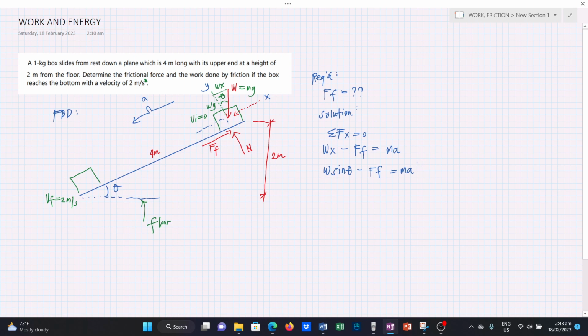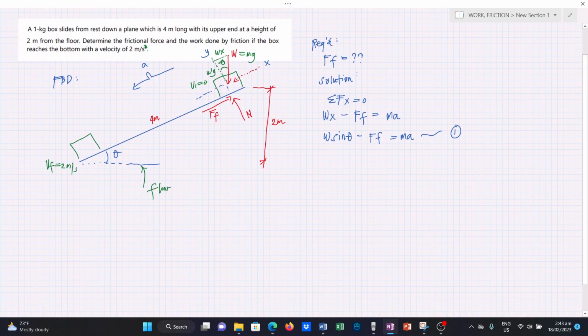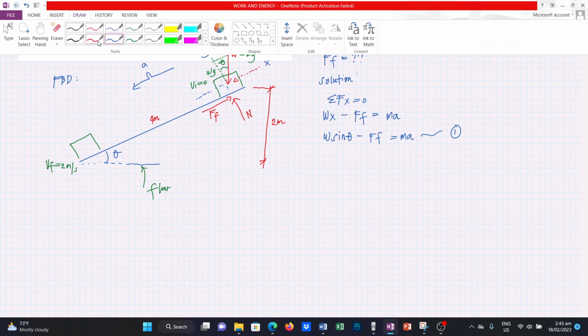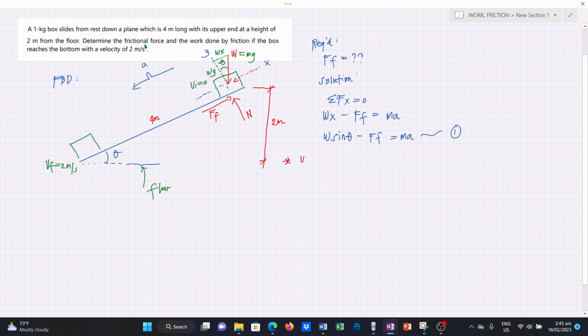So, before we proceed that, kasi wala pa naman tayong masasolve, meron ba tayong weight? So, meron na, I think, frictional force. Meron na ba tayong acceleration? Wala pa. So, let's call this first equation number 1 and then solve natin ibang values. Ang nakikita kong ibang values na pwede nating ma-solve, since meron tayong given na velocity is yung acceleration. Using kinematics.